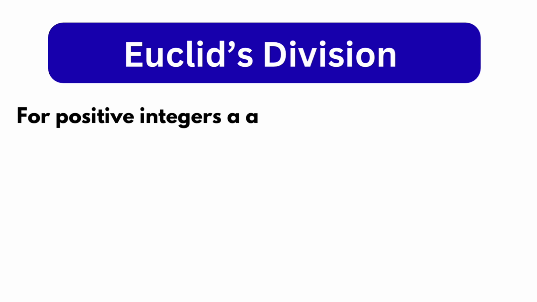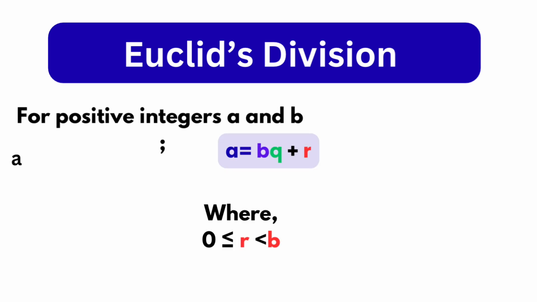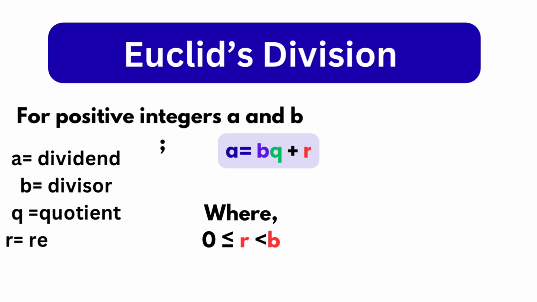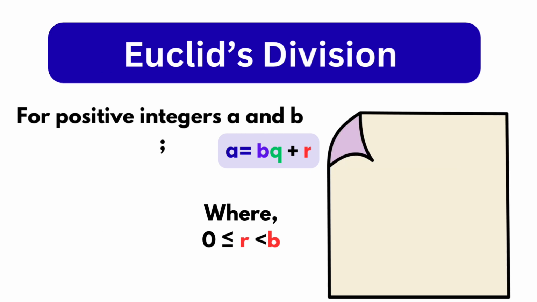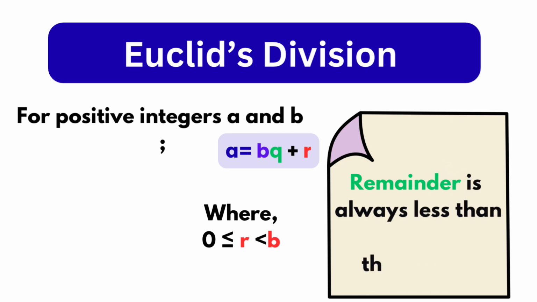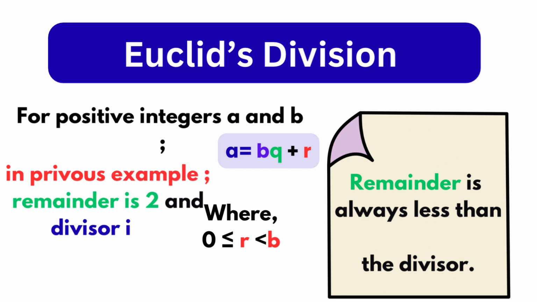Euclid's division lemma tells us that if we have two positive integers, we can always write the first number in the form a equals bq plus r. Here a is the dividend, b is the divisor, q is the quotient and r is the remainder. And there is one important condition: the remainder must always be less than the divisor. For example, in our question, the remainder is 2 and the divisor is 5, so 2 is less than 5.